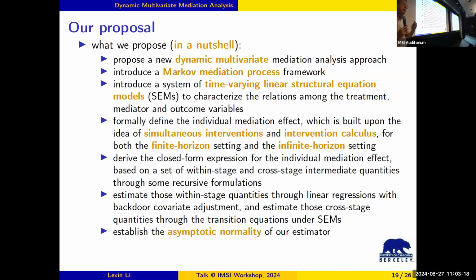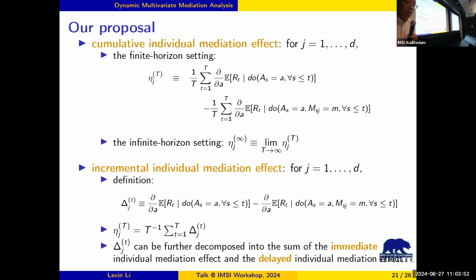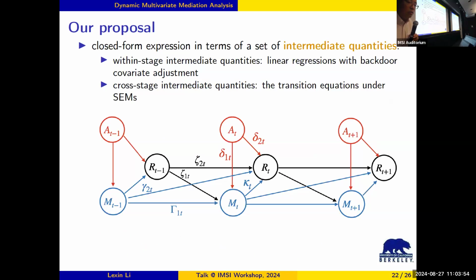Finite horizon means we have only a fixed finite number of time points. Infinite horizon, in principle, we can have infinitely many time points, which is probably more suitable for those dense time points or those dense applications. And then we developed the corresponding estimation approaches, studied some asymptotic normality properties, which also allows us to come up with a bootstrap-based inference approach for evaluating those individual mediation effects. So once again, I'm going to skip all the technical details. We have a paper online, we can talk more.